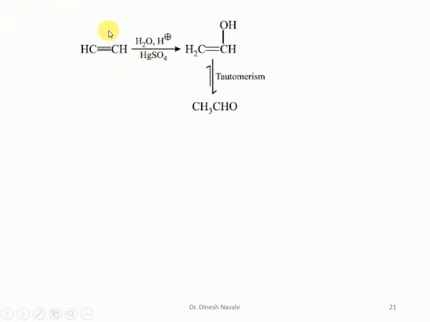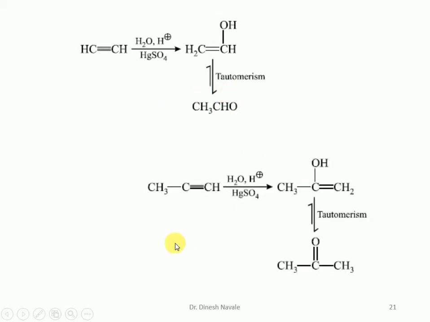This is the acetylene molecule, which on hydration will give the formation of enol, which on tautomerization gives acetaldehyde. If you see the second example, this is the propyne molecule; on addition of water by Markovnikov's rule, it will give the enol, which on tautomerization gives the ketone.